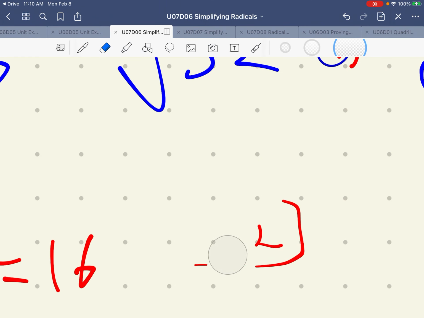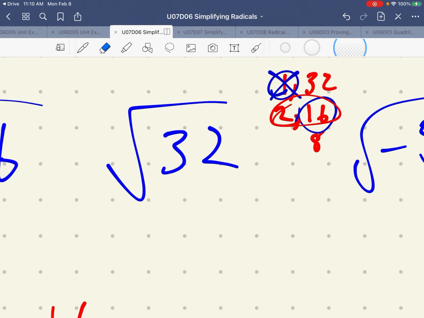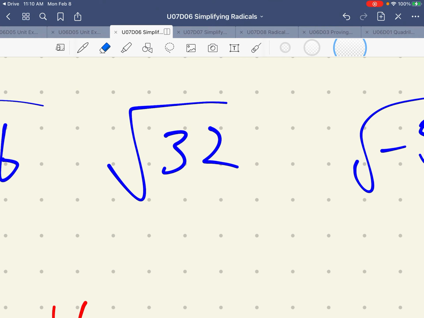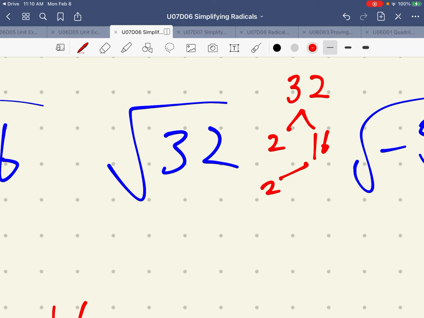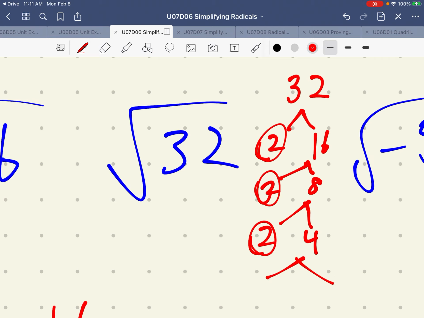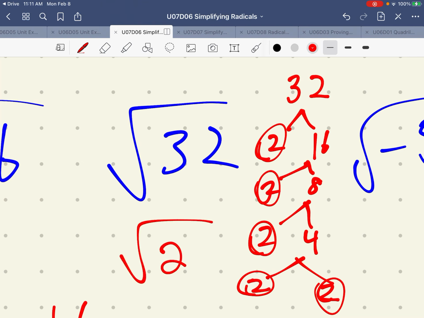So for other indexes, we're actually going to need to find the prime factorization of numbers. So for 32, for instance, the prime factorization would mean to separate 32 into all of its factors. So 32 is equal to 2 times 16. 16 will be equal to 2 times 8. And as these branches reach prime numbers, we will circle them. 8 will be equal to 2 times 4. And 4 will be equal to 2 times 2. So the prime factorization of 32 is 2 to the 5th power. So 32 can be rewritten as 2 to the 5th power.